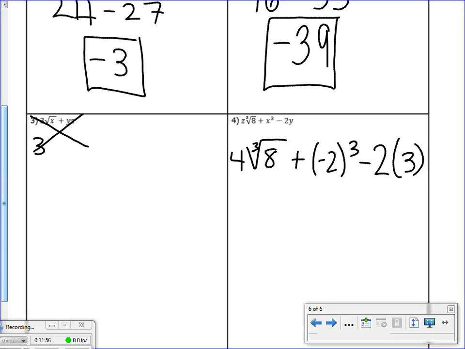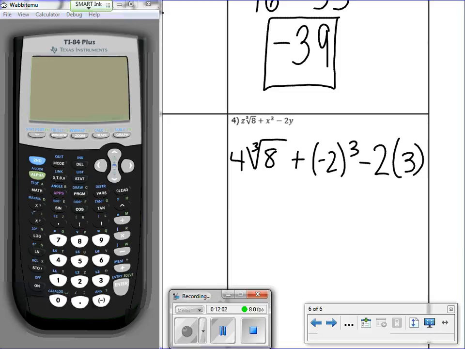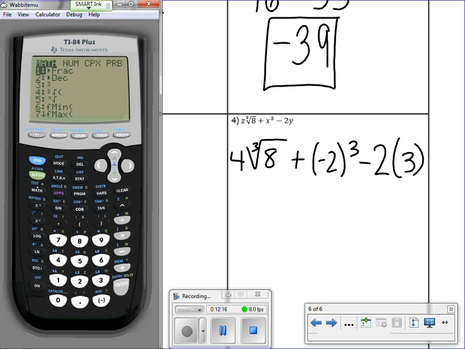Now I'm going to take out my calculator to show you how to do this one in your calculator. So in our calculator for this one, first things first, I'm going to turn it on and I'm just going to hit clear. And I'm going to plug in 4. Now I'm going to plug in the cube root of 8. So remember the cube root was math, number 4, cube root. And it's 8, and then I'm just going to press enter to get what that equals. That equals 8.